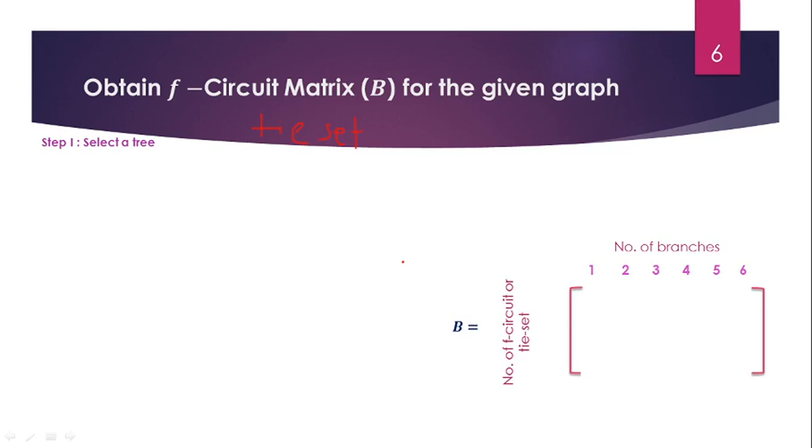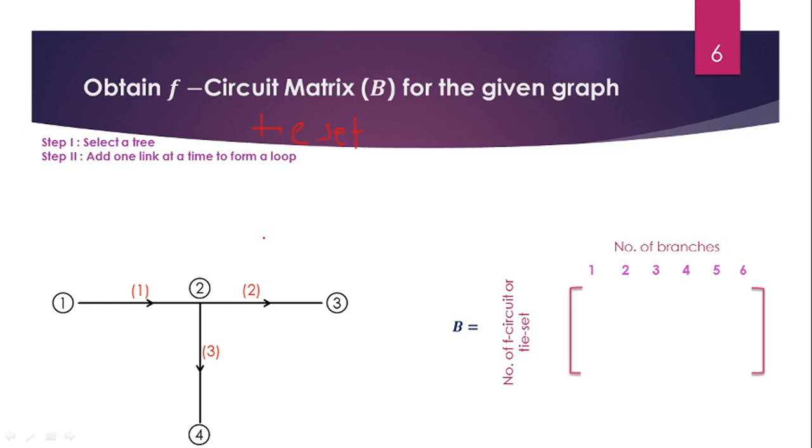What is a tree? A tree is a connected graph without a loop. So here we select a tree as 1, 2, 3. After that we will add one link at a time to form a loop. So first of all, we add link 4, and it forms a loop. And how can we decide the direction of this loop? The direction or orientation of the loop should be the direction of the link.